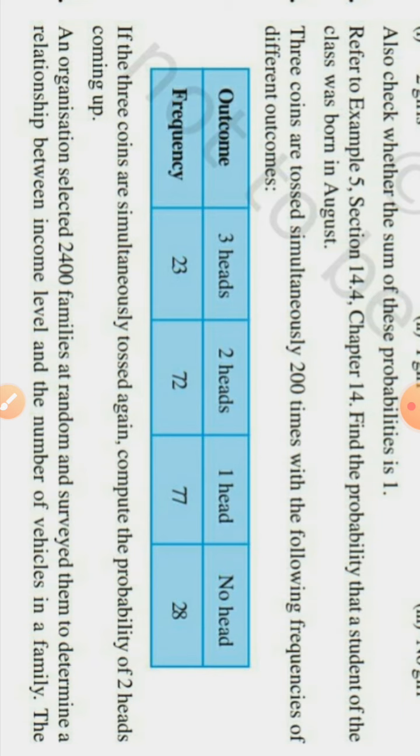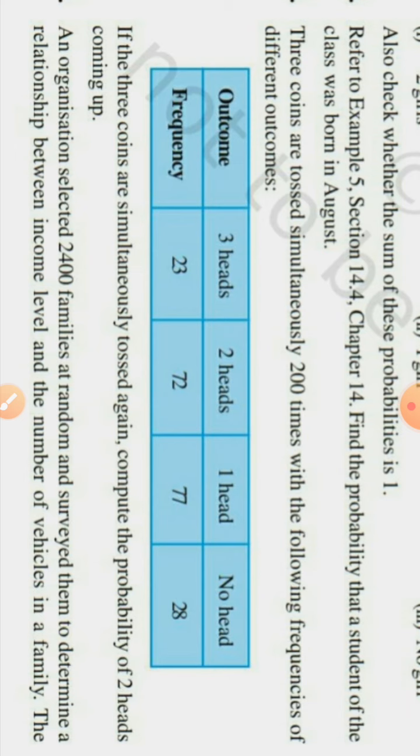72 upon 200 means 36 upon 100. So you can write 0.36 also. Anyway, you just simplify it. Just understand 72 is the numerator and 200 is the denominator. But I am telling you, many students write 2 in the numerator. 2 is not to be written in the numerator. That is for understanding only.